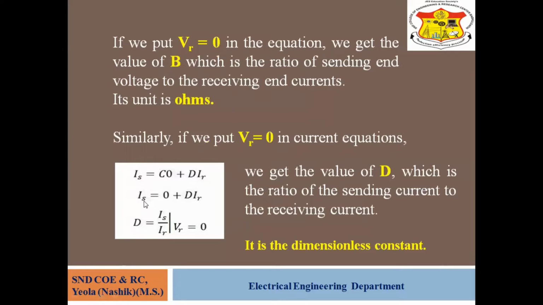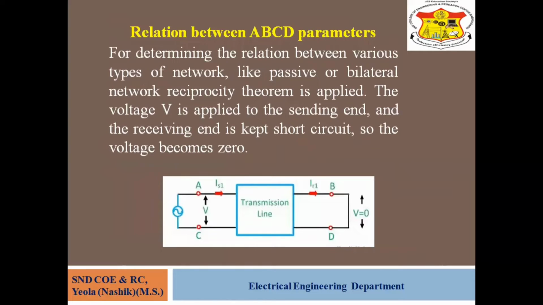Similarly, if we put VR equal to 0 in the current equation, we get Is equal to C into 0 plus D into IR. So Is equal to 0 plus D IR. So constant D is equal to Is by IR at VR equal to 0, that is, receiving end voltage equal to 0. So we get the value of D, which is the ratio of sending end current to the receiving end current. It is a dimensionless constant because it is the ratio of the same parameter.